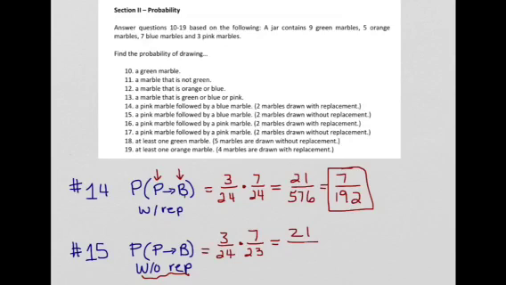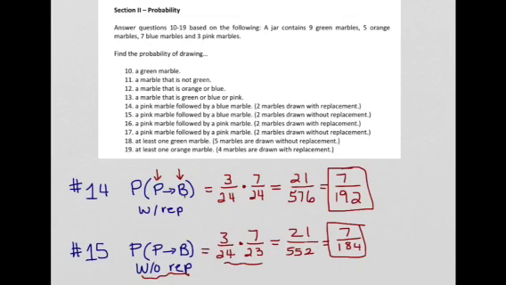I wish there was a calculator in this app. Hold on a second. Okay, that gives us 21 over 552, and in lowest terms, that would be 7 over 184.